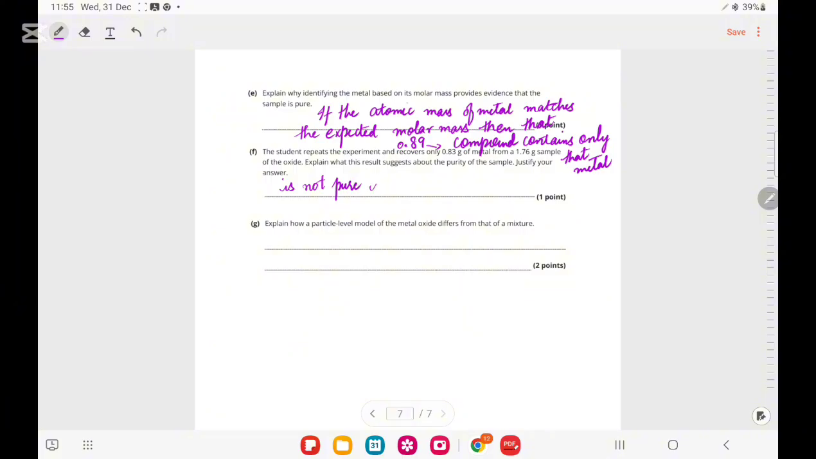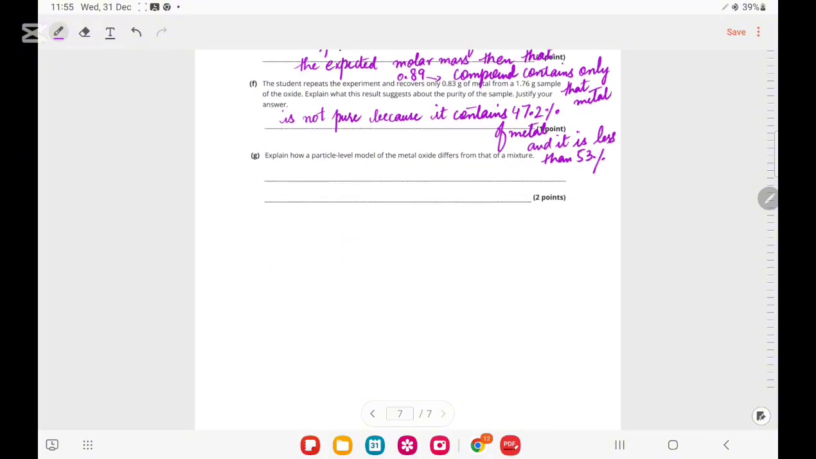Why? Because it contains 47.2% of metal, and that is less than 53%. And how have we calculated this 47.2%? We know 0.83 divided by the total, 1.76, times 100, so it comes out to be 47.2%.